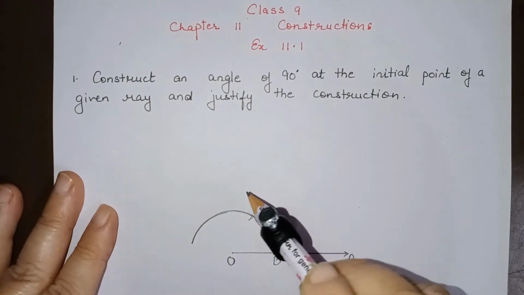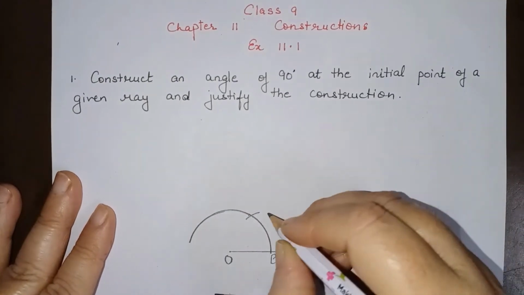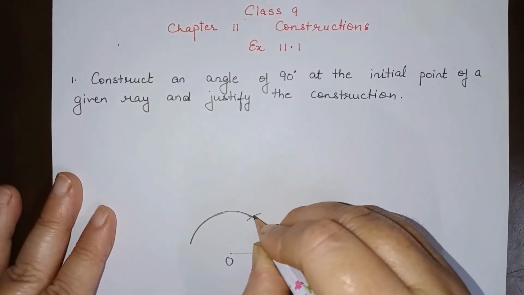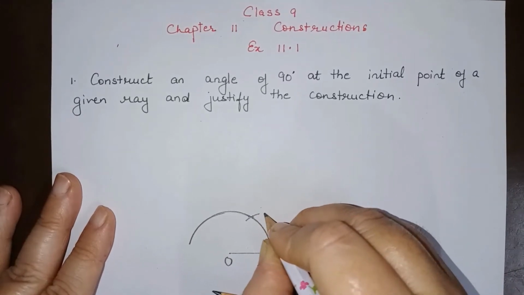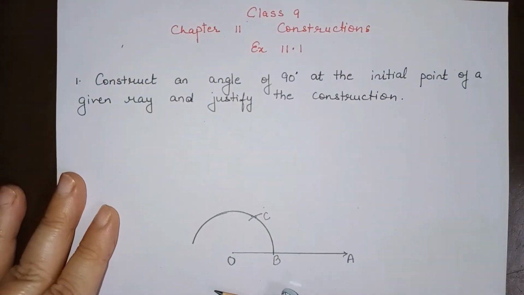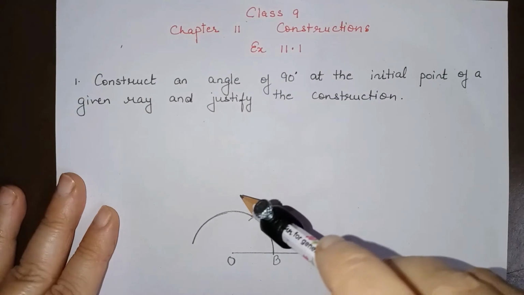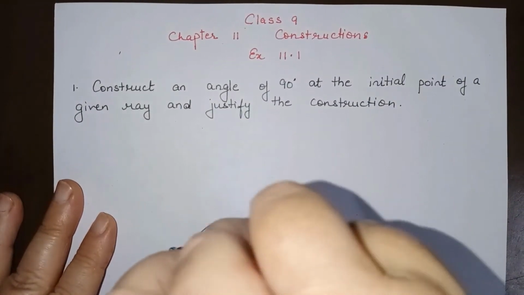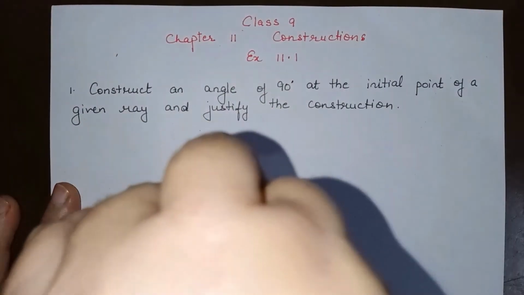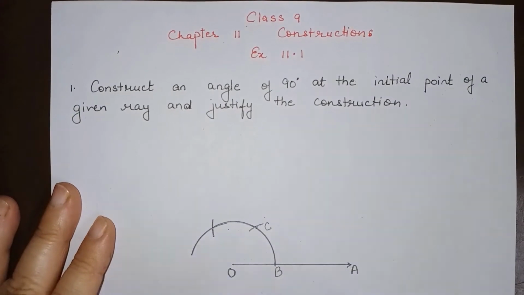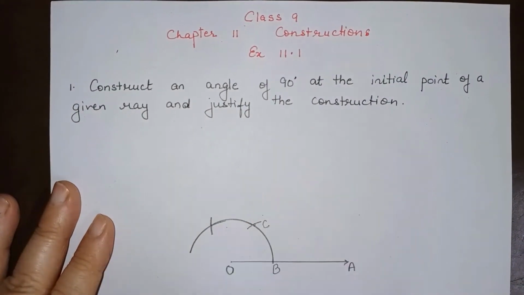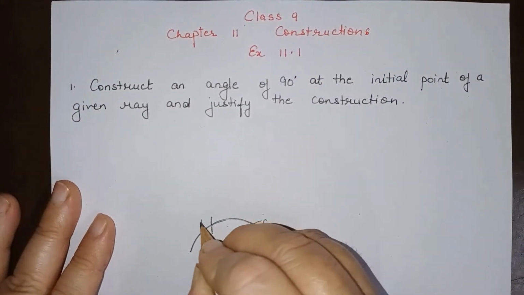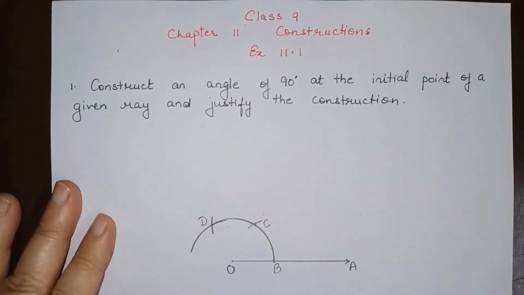You can name the point where this arc is intersecting the previous arc as C. And with the same radius, you have to draw another arc and let this point where the arc intersects the previous arc be point D.